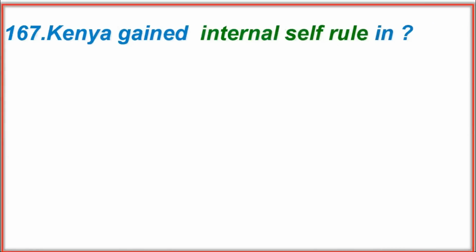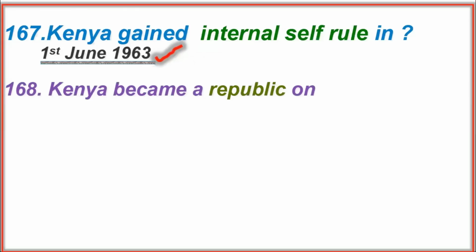Question 167. Kenya gained internal self-rule in, the answer should be 1st June 1963. Sorry for not allowing you to think through the question. Question 168. Kenya became a republic on.